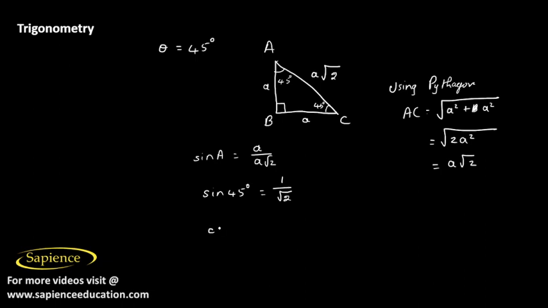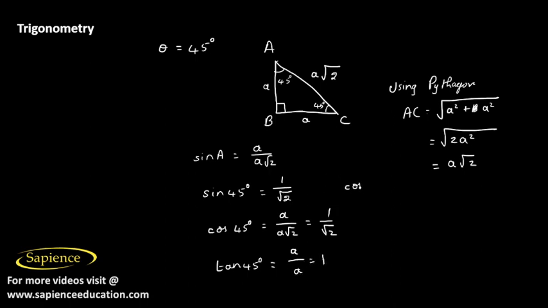Similarly, we will try to find cos 45 degrees. Cos 45 degrees is adjacent by hypotenuse, A by A root 2, which is also equal to 1 by root 2. Tan 45 degrees will be equal to the opposite side by the adjacent side, so A by A, which is equal to 1.